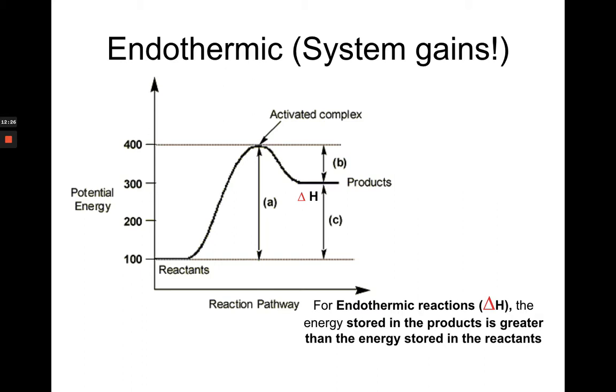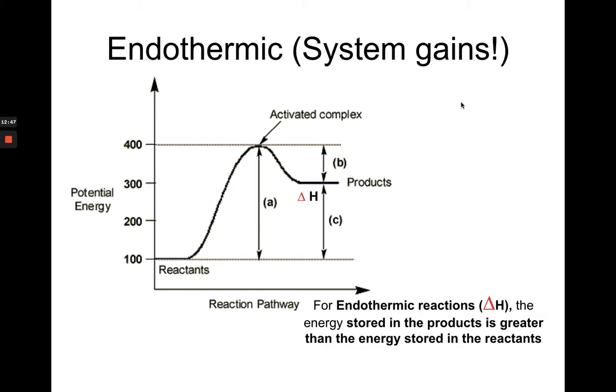These are called potential energy diagrams. And this is the thing that we really want to try to understand now that we've gone through all of this background. So this is an endothermic potential energy diagram, in which the overall system gains energy, gains potential energy, gains enthalpy.